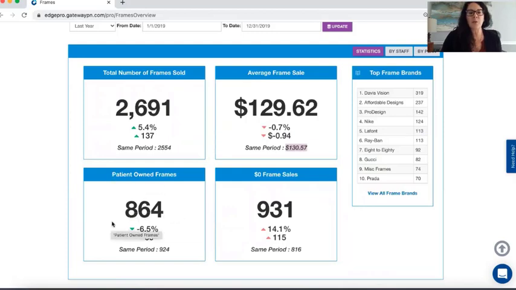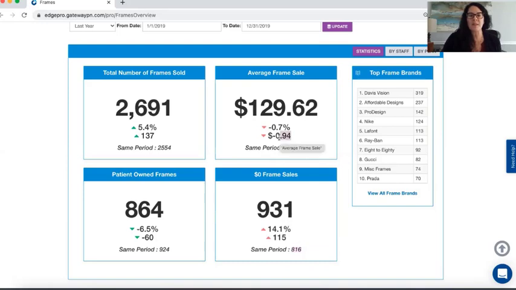In 2019, we did a great job. We reduced our patient-owned frames by 60. So in 2019, we had 864 patients that utilized their own frames, and that's down from 2018, which was 924. Our $0 frame sales are up. So in 2019, we had 931. That's up by 115 units in comparison to 2018. So, what were the revenue opportunities here? What was the impact that we had just in these two buckets right here?